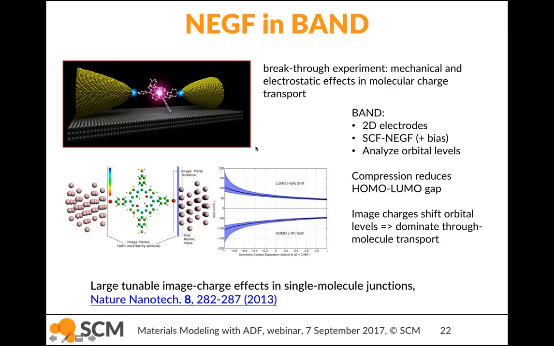molecule junction. And so they have implemented the NEGF in BAND because they liked using an atomic orbital code for that. They can do proper two-dimensional boundary conditions. They can do self-consistent field during the NEGF, applying biases, and they can analyze the orbital levels during the NEGF. And so here's an example from a few years back where they had a really spectacular example on how they can tune the image charge effects in these single molecule junctions and explain that from running the calculations with the NEGF BAND code.